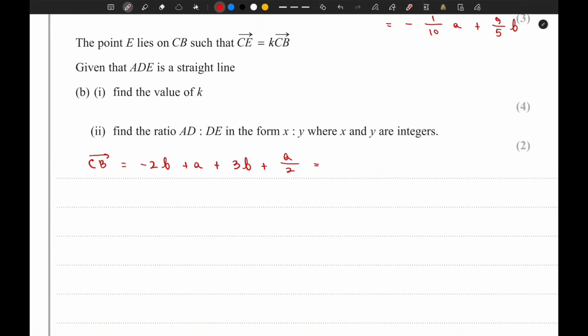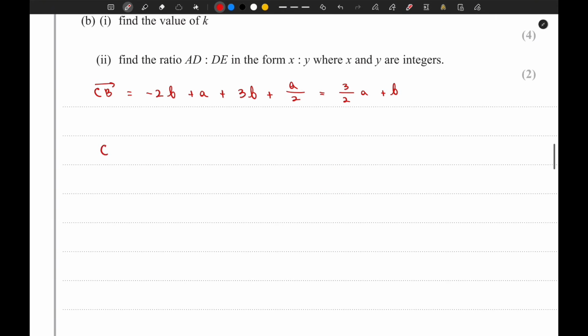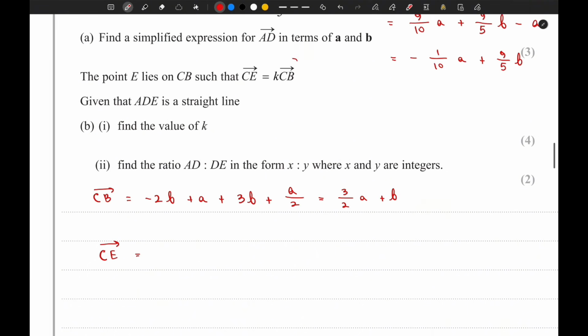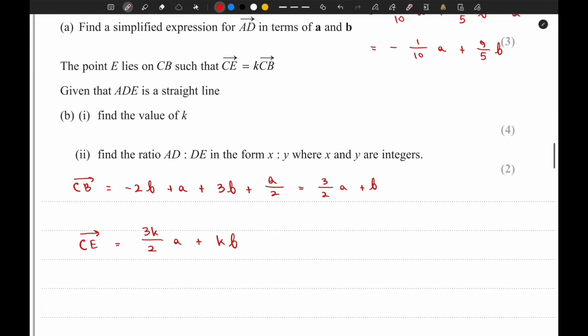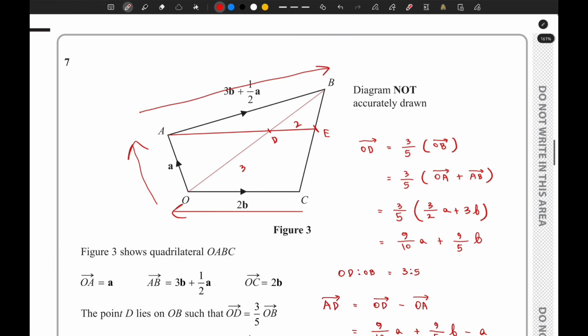So this is equal to 3 over 2a plus b. From this we can calculate the CE vector. The CE vector is given as k times the CB vector. So that's 3k over 2a plus k times b. So that's the CE vector.